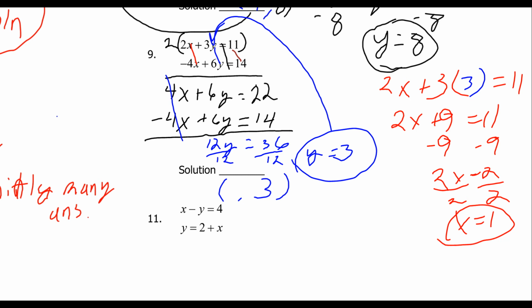Alright, so we take this 1 that we just came up with, and a quick check. We're going to go 2 times 1, that's 2. 3 times 3 is 9. 2 plus 9 is 11. Yes, checked. Now we're going to do a quick check on that second equation to make sure that it works. So negative 4 times 1 is negative 4. 6 times 3 is 18. Negative 4 plus 18 is, in fact, 14, and we did that problem correctly as well.